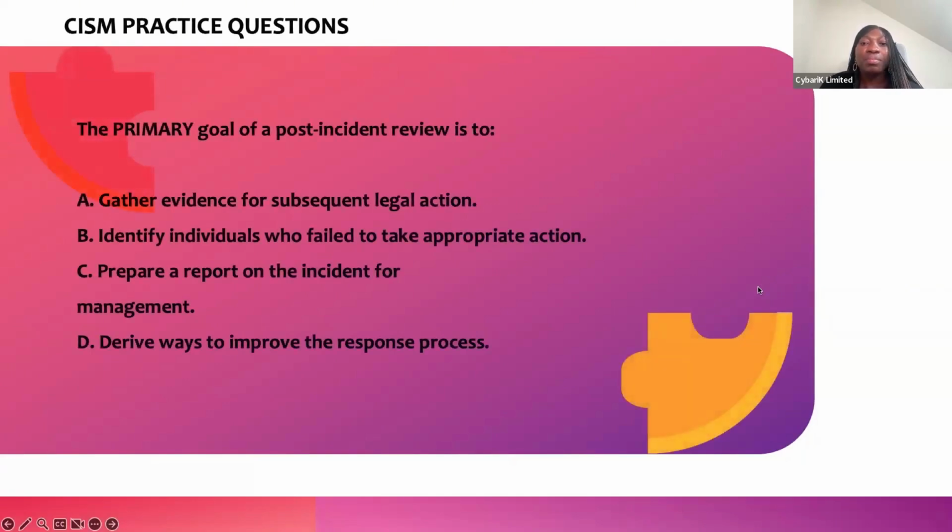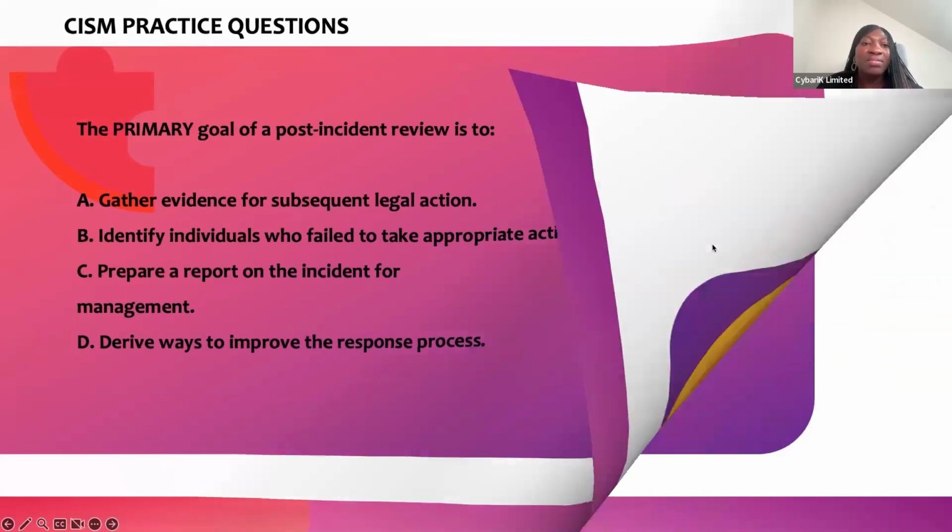First one, what's the primary goal of a post-incident review? This is just what we finished talking about now. The answer to this is to derive ways to improve the response process. That's the key goal. You want to improve. Remember, I said that some of the things you get from this, you use it to update your policy, your plans, your procedure, and so on. It's because you want to improve the process. And that is why this is critical.